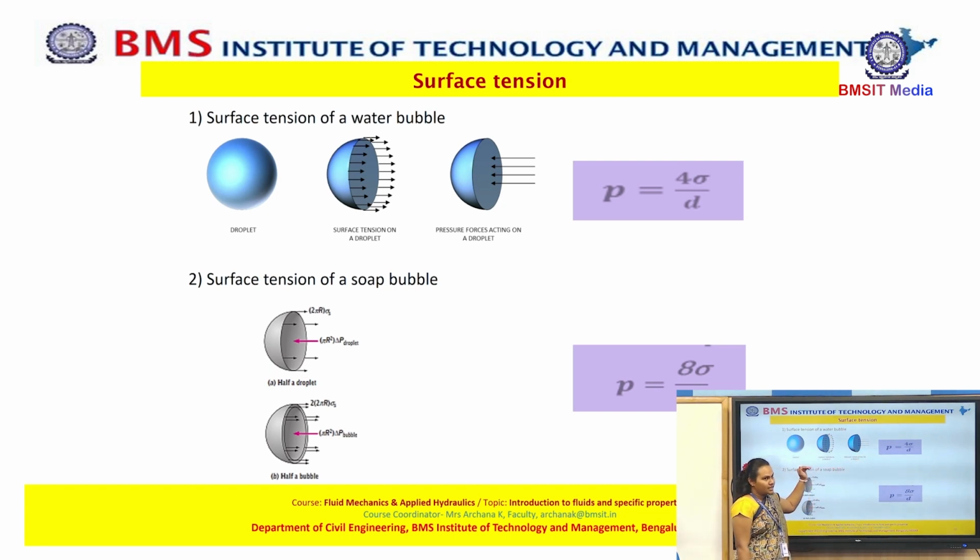So if you can see the direction of the forces, surface tension is acting outward, but the pressure inside the water bubble is acting inward. So both are counterbalancing each other. In that case, when you derive and equate the pressures and the surface tension, you will end up with the pressure inside the water bubble. P will be given as 4 sigma by D, where P is the pressure inside the bubble, sigma is the surface tension, and D is the diameter of the bubble.